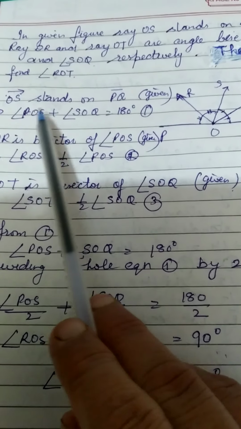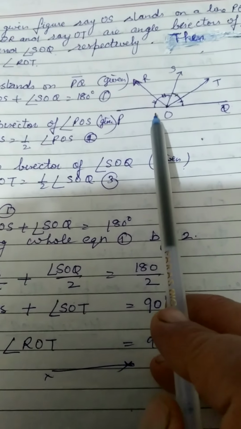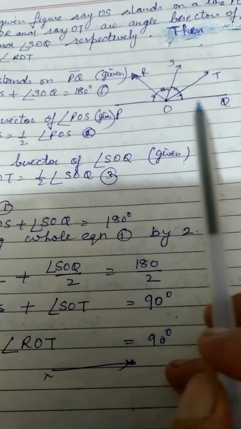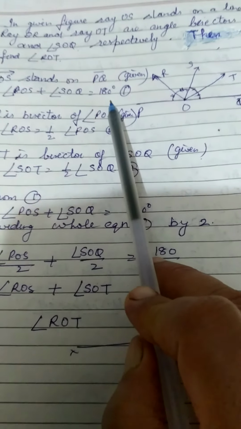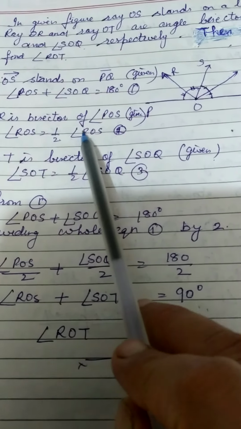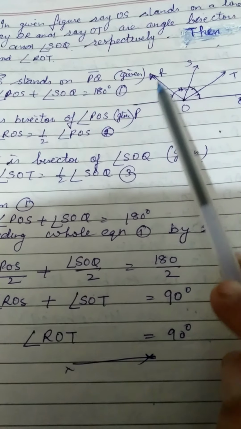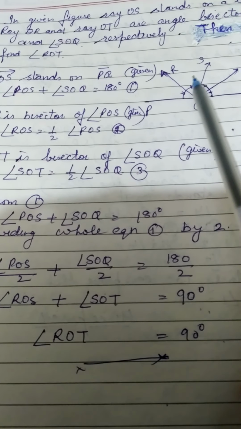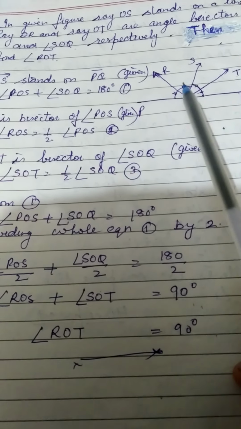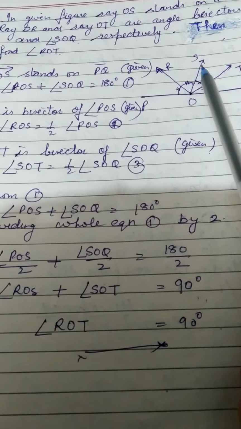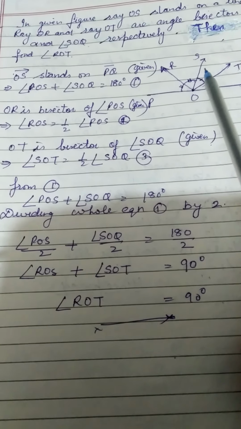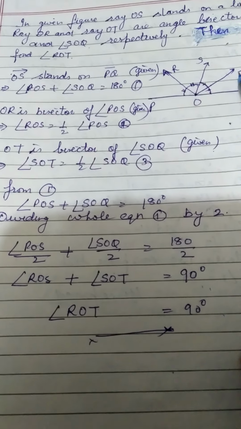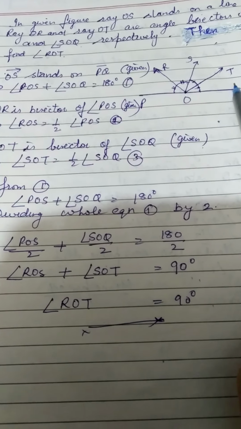See, OS stands on PQ, OS stands on POQ, then angle POS plus angle SOQ is equal to 180 degrees. OR is the bisector of angle POS, means OR is dividing angle POS into two equal parts. Means angle ROS is half of angle POS. OT is the bisector of angle SOQ, it is given. Therefore, angle SOT is half of angle SOQ.